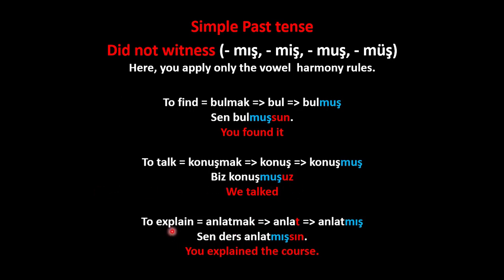The next to explain, anlatmak. You can say anlat, then you add -mış: anlatmış. Sen anlatmışsın. You explained the case. It also means you weren't there when that person was explaining the case, so you just heard it and you're saying it in front of him. So that's how the past tense for what you do not witness works. Also, let me point out that the consonant harmony rule does not work here, only the vowel harmony.